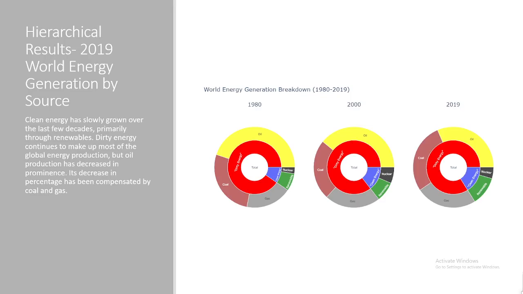However, we are seeing that dirty or fossil fuel intensive energy is dominating the world energy generation breakdown, with oil decreasing in its percentage over time, with that being compensated by an increase in gas and a slight increase in coal. Overall, if we are going to see a decrease in emissions, we'll need to significantly decrease the amount of generation that is done by fossil fuels and increase our clean energy usage.